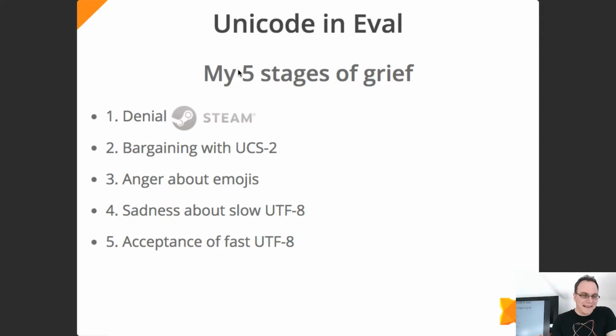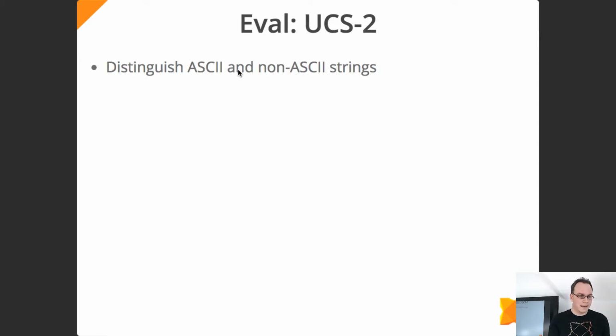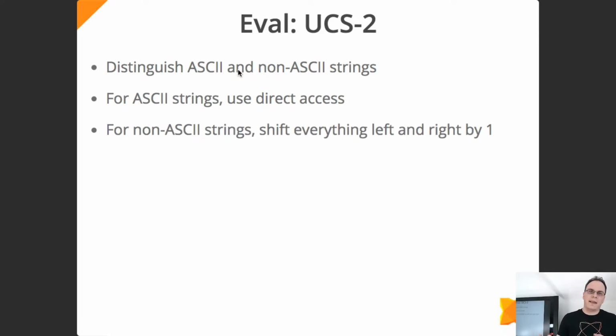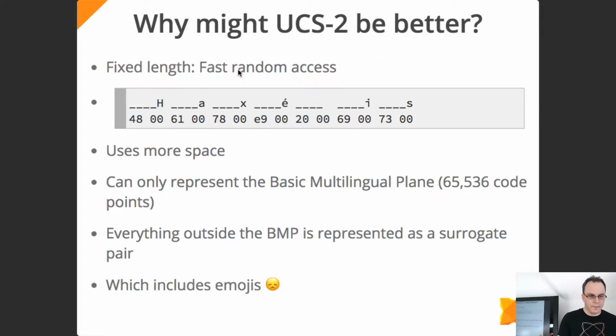So, let's go through that. I'm gonna skip the denial step. You can look up my Steam list if you want to see more information on that. So, the UCS2 implementation. The idea was to distinguish ASCII and non-ASCII strings. So each string would know, is it ASCII or is it non-ASCII? And for ASCII strings, we could just use what we used before, direct access. And for non-ASCII, we kind of have to shift everything left and right by 1. That's the thing I showed before.